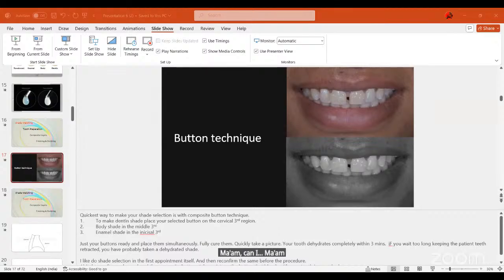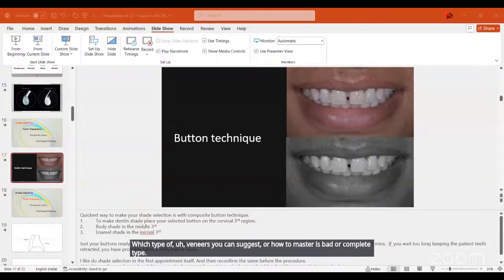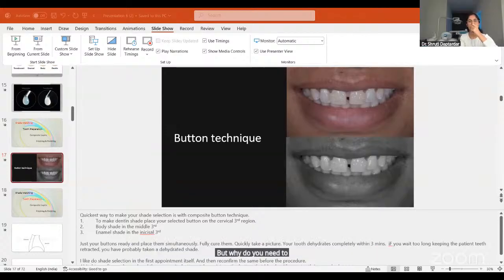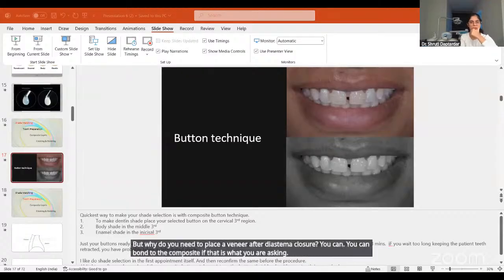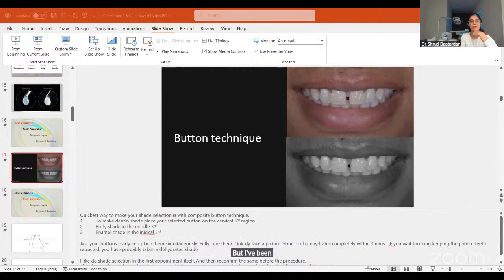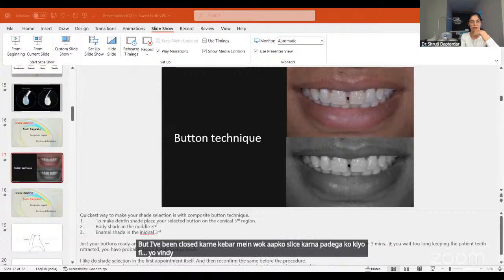Ma'am, after diastema closure, can I put veneers? Which type of veneers can you suggest, partial or complete type? But why do you need to place a veneer after diastema closure? You can bond to the composite if that is what you are asking. But after closing, you will have to slice it, because your veneer margin cannot be on composite. It has to be on enamel.